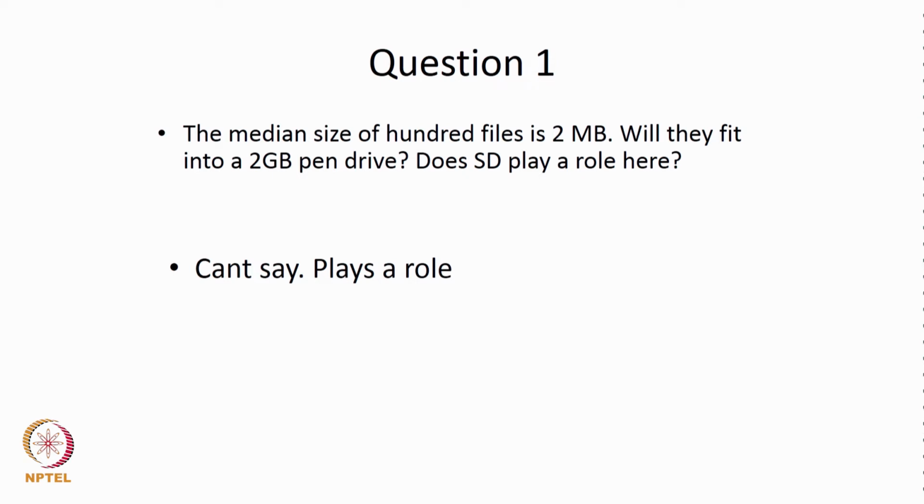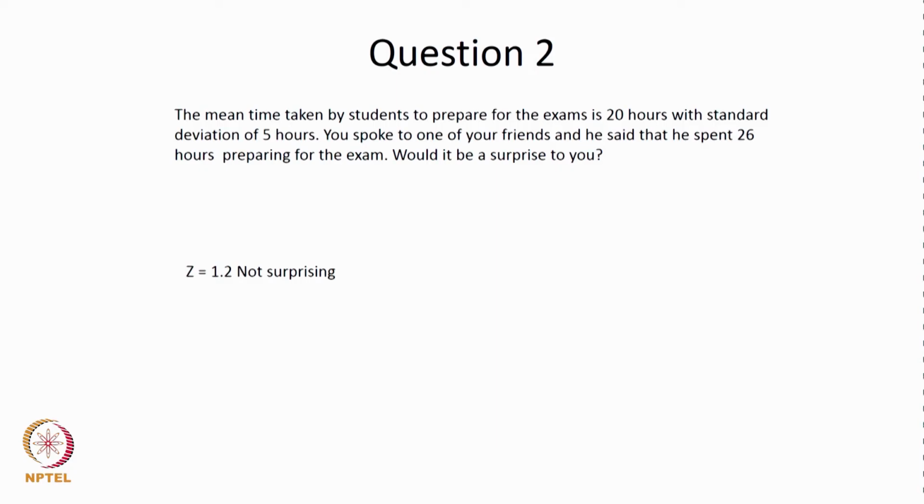Yes, standard deviation plays a role here, because if we, instead of saying that the median size is 2 MB, if we said that the mean is 2 MB, then we know that the total is 200 MB, and then we can make a decision about putting it into a 2 GB pen drive. Therefore, the average plays a role, the standard deviation also plays a role. If there is one file which is larger than 2 GB, then the standard deviation of this will also be very high. Let us look at the next question.